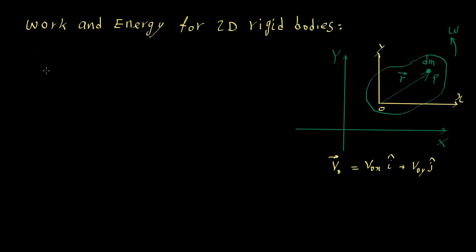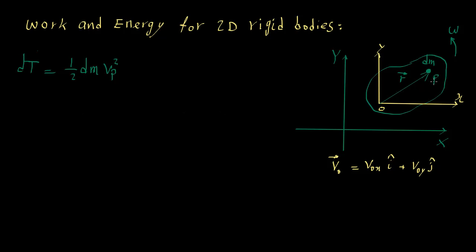So for this point P, because it's a point-like mass, I can write down the kinetic energy with the formula that we had for particles. So dT is an element of kinetic energy for a small particle P belonging to the rigid body. dT for that small particle would be 1 over 2 dm Vp squared.